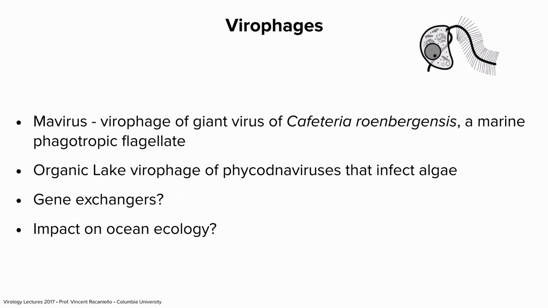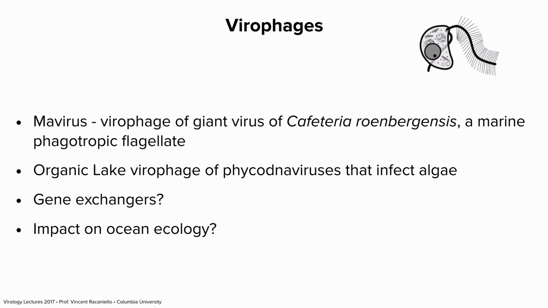Another virophage is called Mavirus. As I showed you, it's a virophage of a virus that infects Cafeteria roenbergensis. So this little guy up at the upper right here is Cafeteria roenbergensis. It's a marine flagellated eukaryote that eats lots of other things. There are just tons and tons of these, and there happens to be a giant virus of it, and that giant virus has a virophage that infects it. There's also a virophage of viruses that infect algae. These are freshwater organisms. And so a number of people have been studying these to figure out what they do.